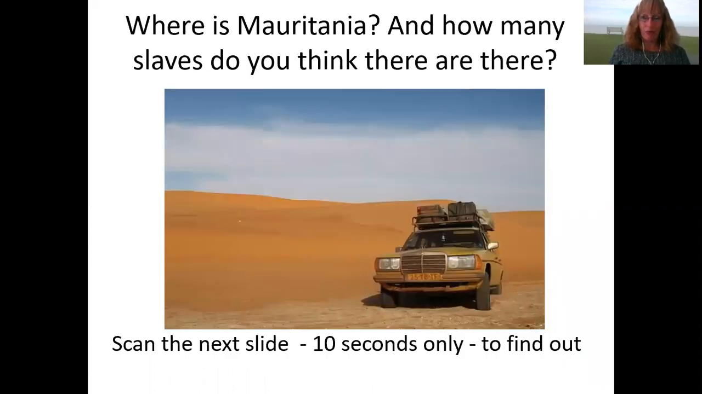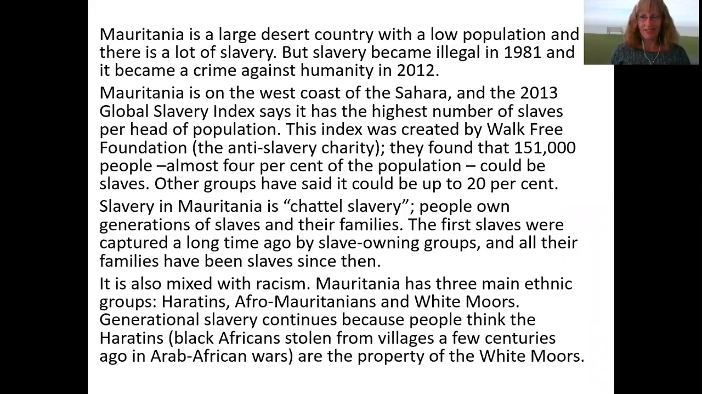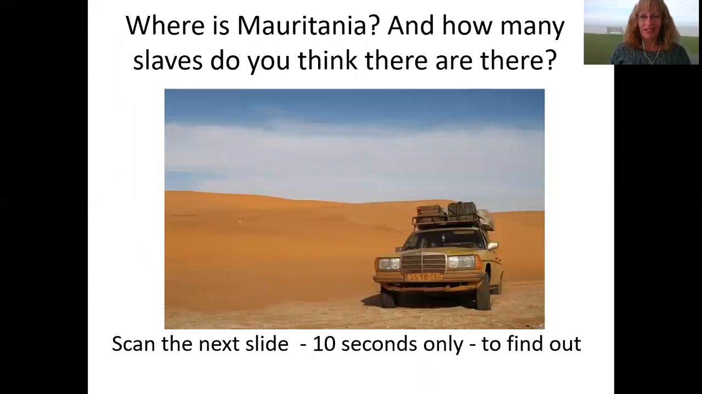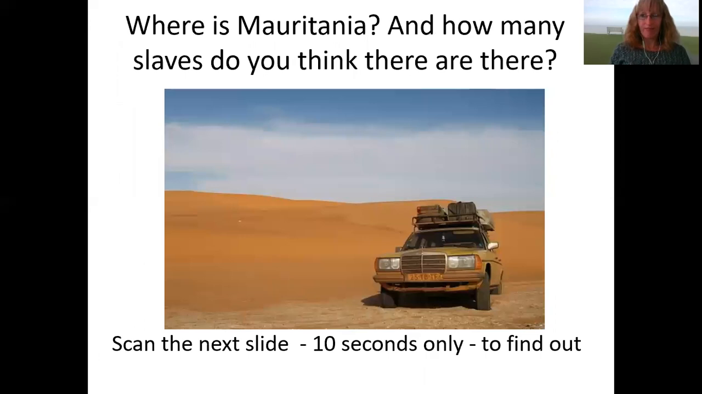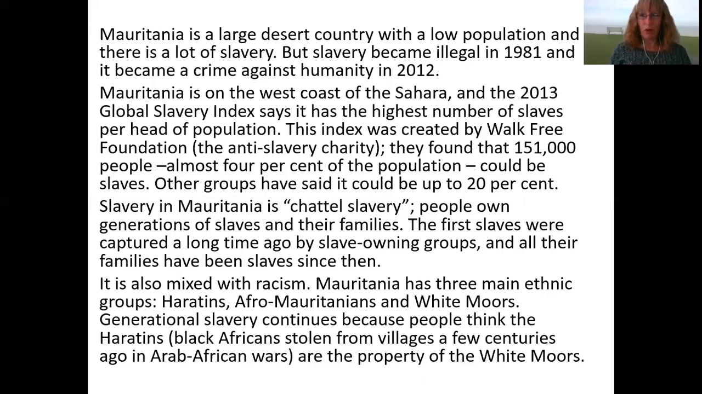Okay, where is Mauritania, and how many slaves do you think there are there? You're going to have 10 seconds to find the information on the next slide. Ready? Okay, so the answers are, where is Mauritania? It's on the west coast of the Sahara in Africa. And how many slaves? 151,000.